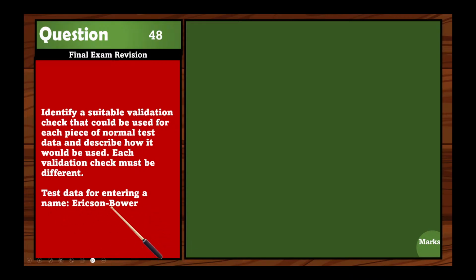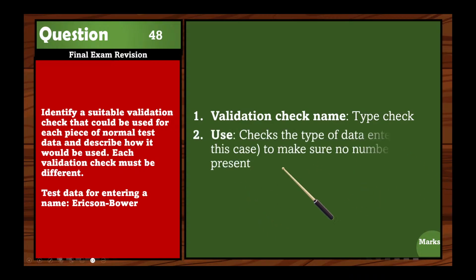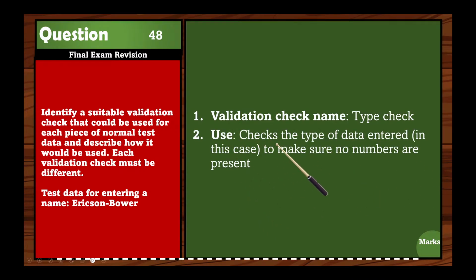The next one is the test data for entering a name, Erickson Bower. So what should be the correct validation check for this one? So we can use the type check to make sure that they don't enter any numbers. It checks the type of the data entered, in this case, to make sure that no numbers are present.